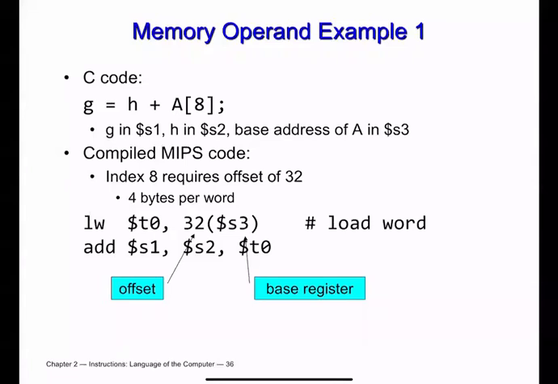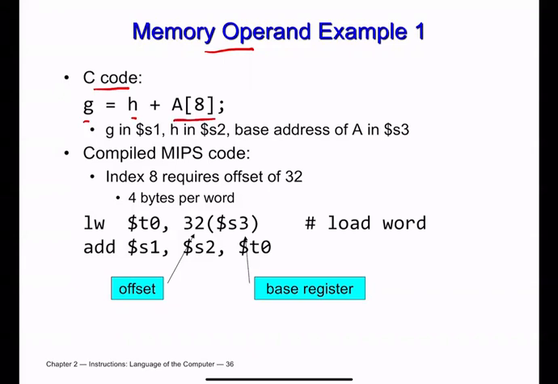So we would like to see also a memory operand example. We have a C code, a higher level code that says that G is equal to H plus A of 8. A is an array and 8 is the 8th location. This is the higher level code.